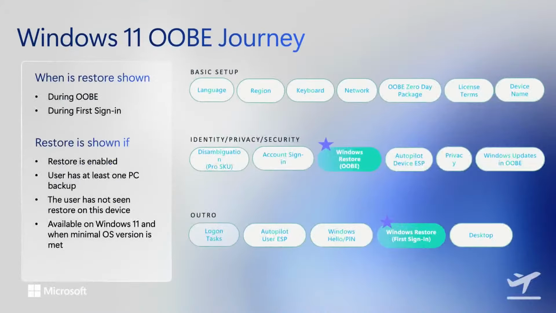Now that we've talked about how to back up the user's data, let's talk about restoring. The restore experience can be shown at 2 different points in the onboarding experience. One place where restore is shown is after the account sign-in page during the Windows out-of-box experience. The other place is during the user's first sign-in. When restore is enabled, it will be shown to the user if they have at least one PC backup and the user has not seen restore on this device before. Where backup is available on Windows 10 and Windows 11, restore is only available on Windows 11.